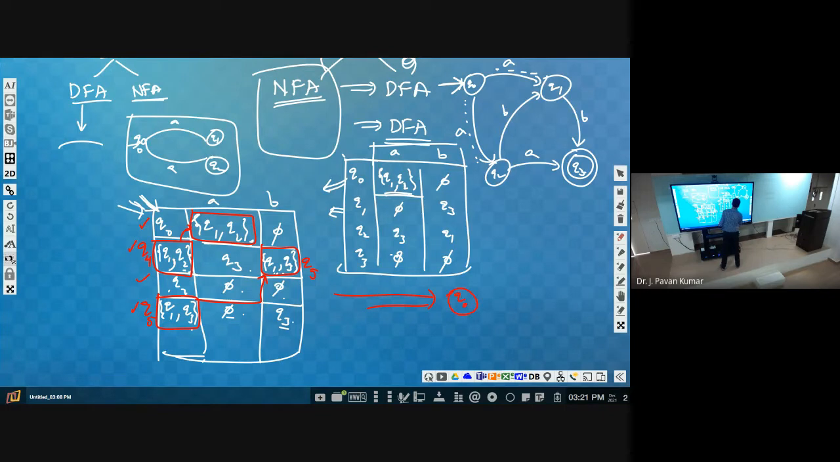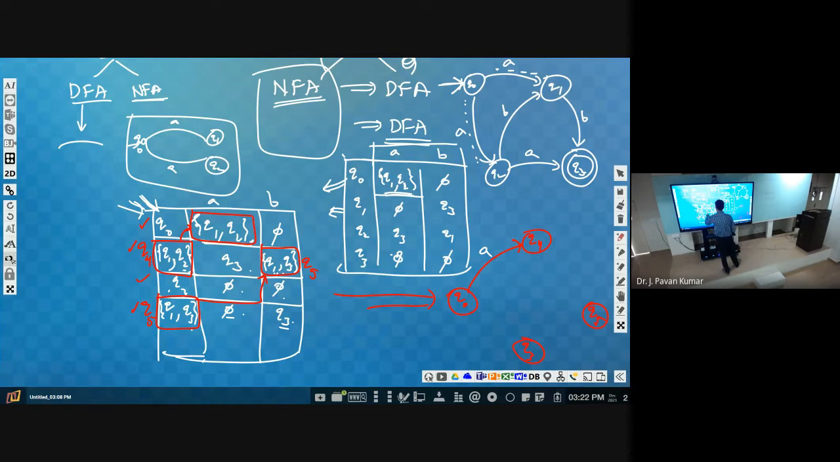One is q0, another one is q4. Or you can give q1 comma q2 also inside, that is just a naming only. Next q3. Next another one is q5. So we have got q0, q4, q3, q5. So 4 states we are having. q0 on A is q4. Are we able to follow? q0 on A is q4. Next, q0 on B is empty, so we will not be having any transition.